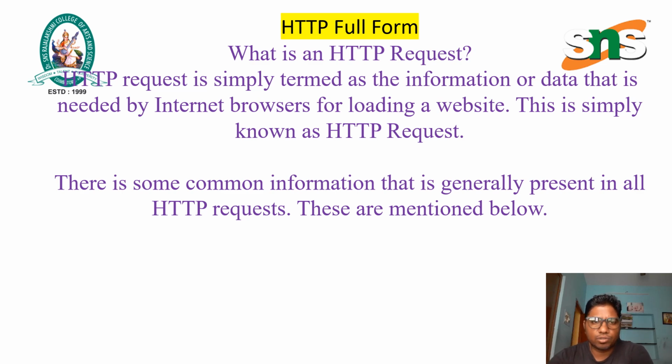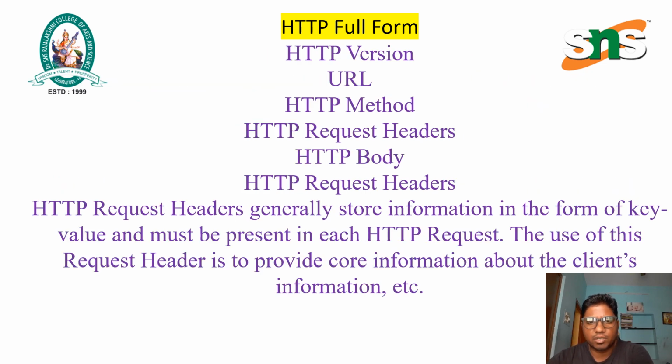What is an HTTP request? An HTTP request is simply the information or data needed by the internet browser after loading a website. There is some common information generally present in all HTTP requests, mentioned below: HTTP version, URL, HTTP method, HTTP request headers, HTTP body. HTTP request headers generally store information in the form of key-value pairs and must be present in each HTTP request. The use of the request header is to provide core information about the client.